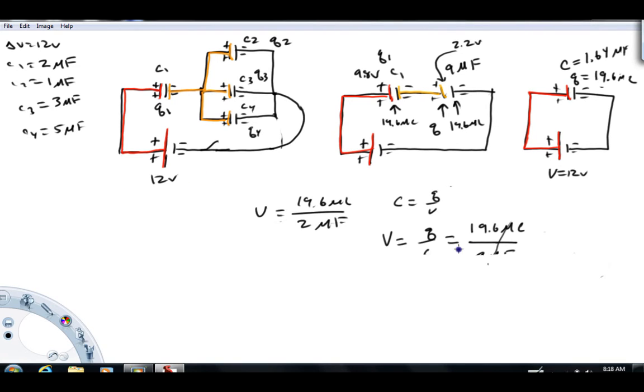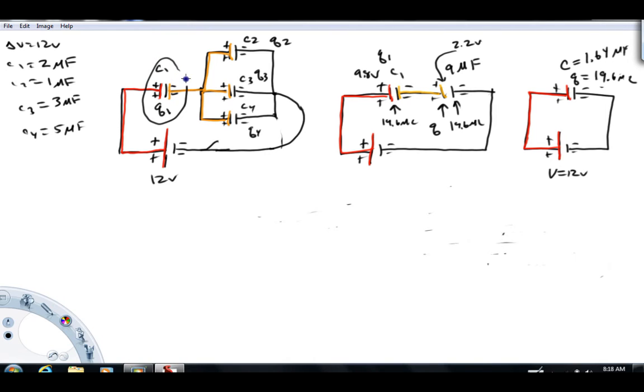All right, let me get rid of this now. Now we have to work back to our original picture. In our original picture, if I look at this one, C1, Q1, and the voltage is red to orange there. The C1 we know, the Q1 we've already calculated, and the voltage across it we know is 9.8 volts. So we're basically done with that capacitor. There's really nothing to do there.